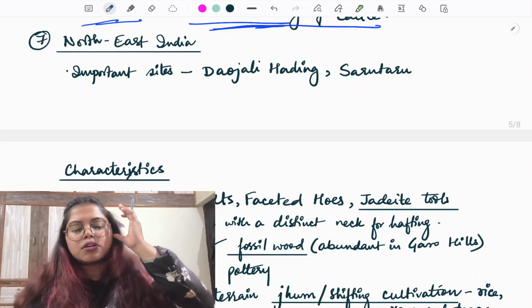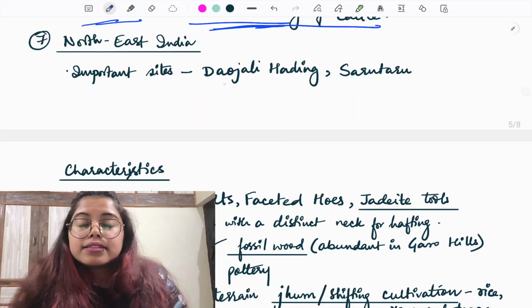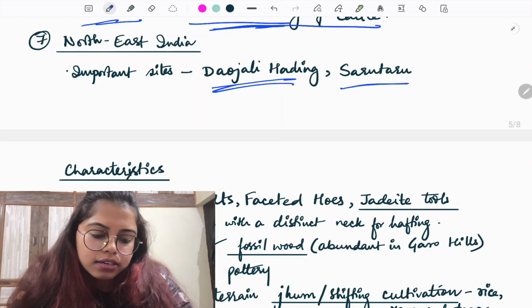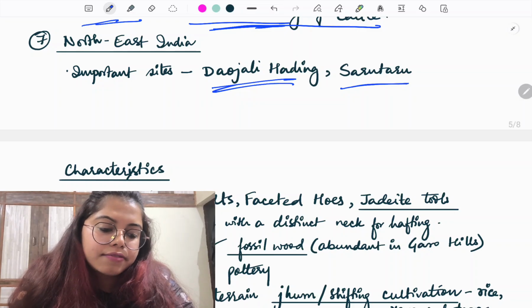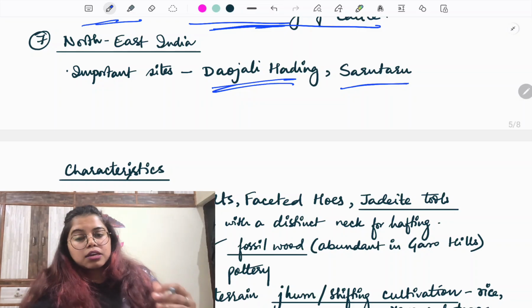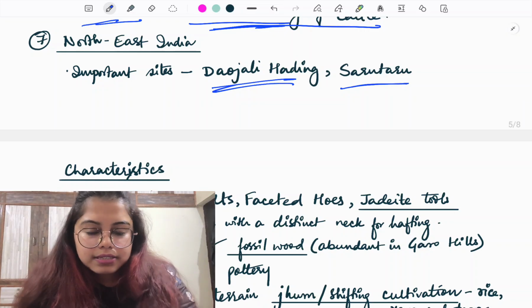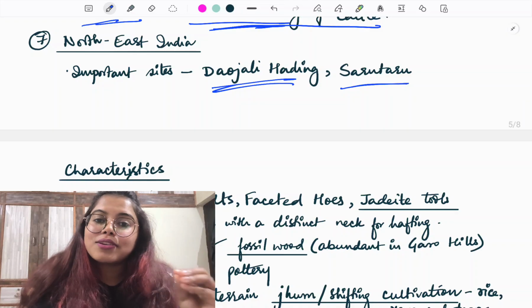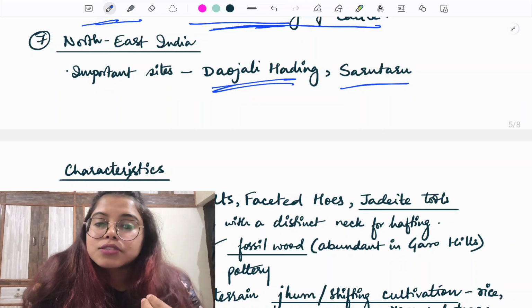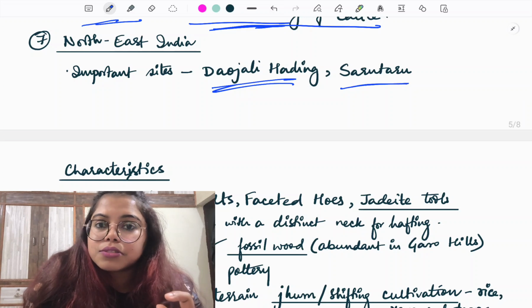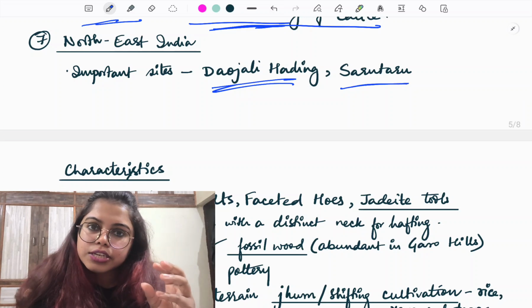Northeastern India, finally we come to Northeastern India. In Northeastern India, the major sites are Daojali Hading, and we have Sarutaru. Now what is the importance of this region? Look, in the northeastern region the kind of resources that are available were different. We find a lot of jadeite tools. What is jadeite? Jade is a kind of greenish stone.